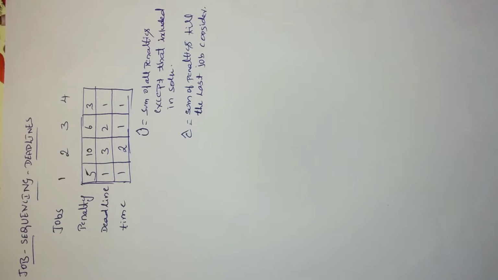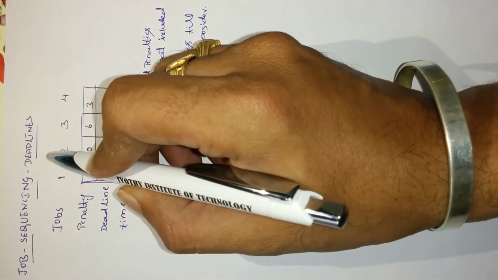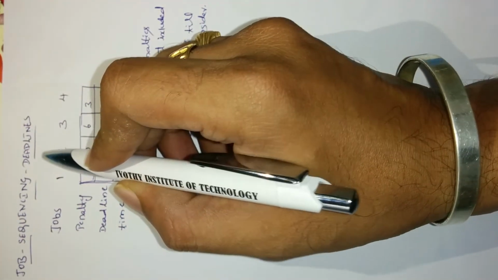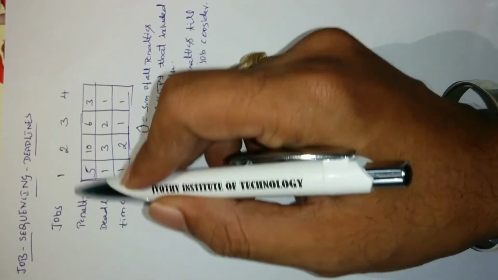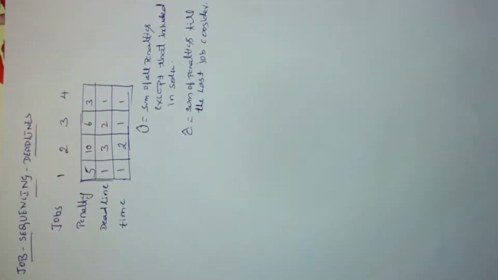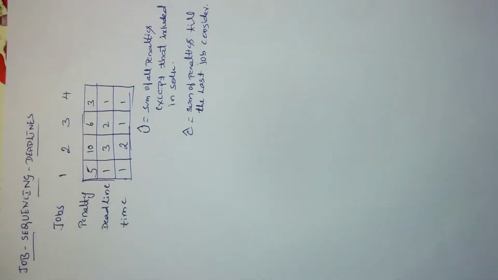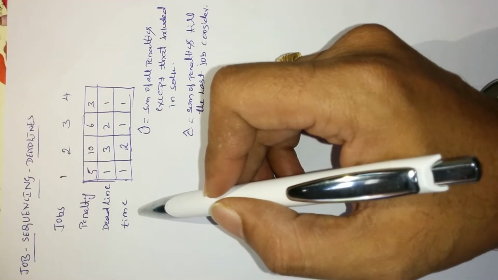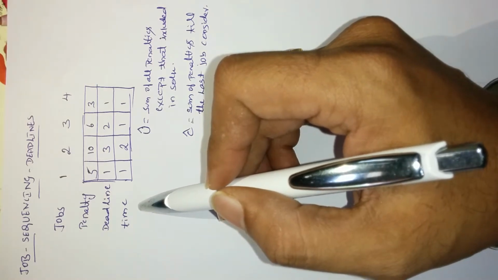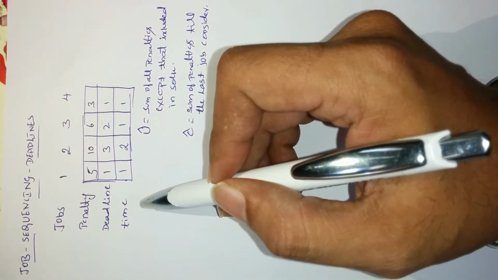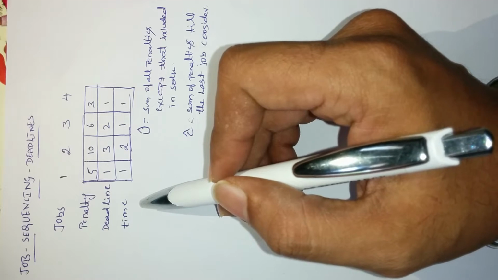But one thing you should remember: branch and bound is useful for solving minimization problems. It cannot be used for maximization. Job sequencing with deadlines is a maximization problem, where profits are given for each job and you want to maximize the profit. So we have to convert the problem.